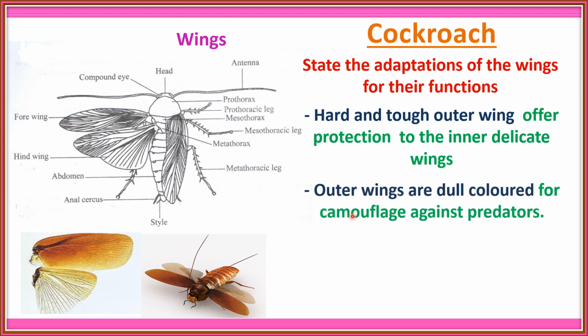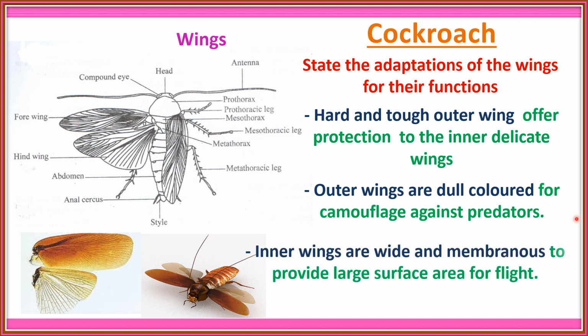And then the outer wings are dull colored. When you look at them, they are dull colored. What is the function of being dull? It's for camouflage against the predator. That is hiding away from predators, or looking similar to its background so that the predators cannot easily see them. That's why they are dull colored outer wings.